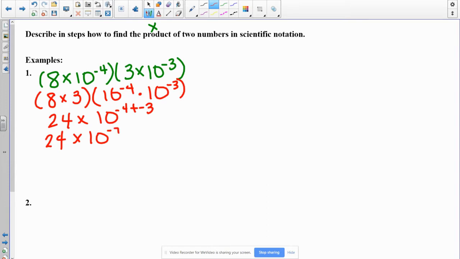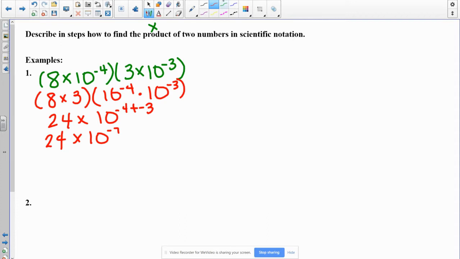So let's review. First step, multiply the mantissas, which was 8 times 3. Next step, you're going to add the exponents because the bases are the same and you're multiplying. So we're going to add negative 4 plus negative 3, which is negative 7.